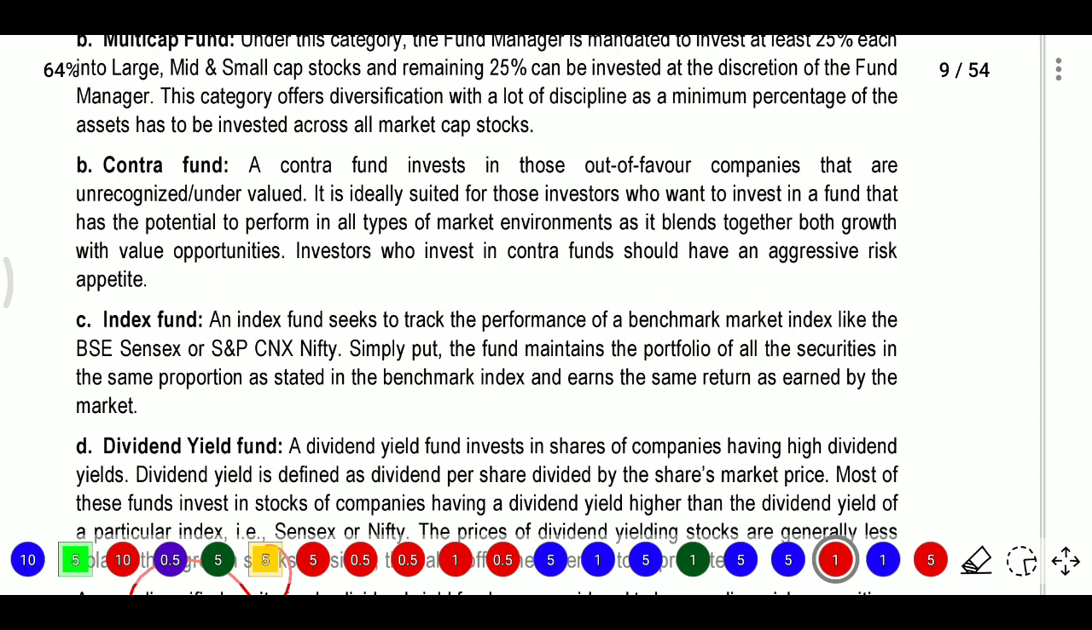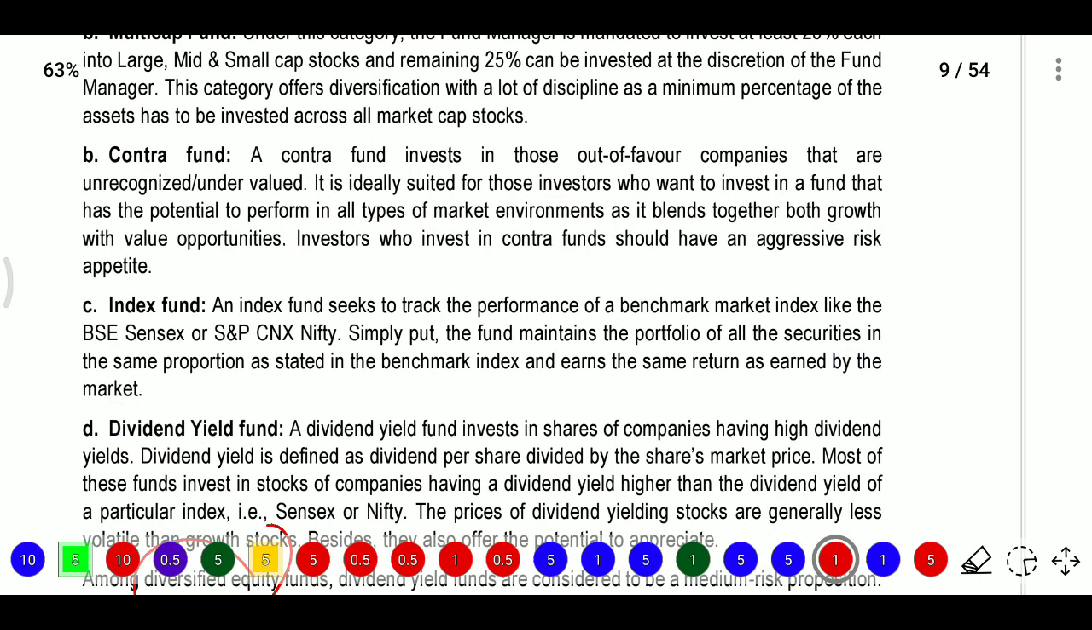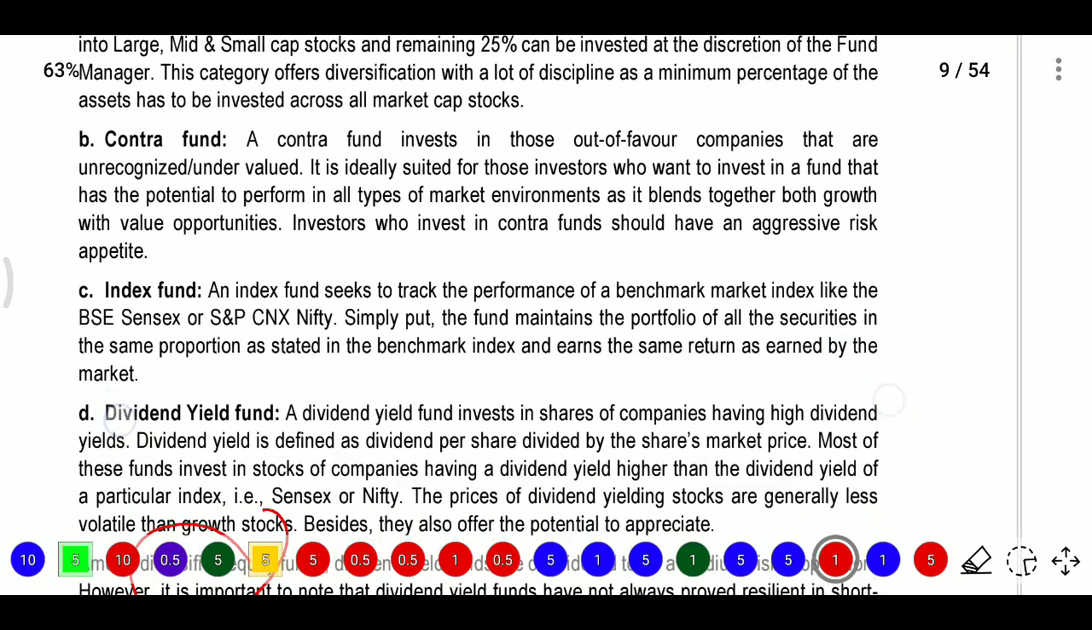It is suited for the investor who wants to invest in funds that have the potential to perform in all types of market environments, and it blends together both growth with value opportunity. Investors who invest in contra funds should have an aggressive risk aptitude. Means when we are investing in a company which is unrecognized, you are taking an aggressive risk.